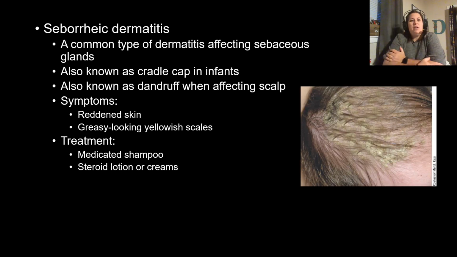We also have what we call seborrheic dermatitis. This is a common type of dermatitis that affects the sebaceous glands. It's also known as cradle cap when it takes place in infants, and it's known as dandruff when it affects the scalp in children and adults. Symptoms are reddened skin, greasy looking yellowish scales, and treatment is medicated shampoos or even steroid lotions or creams.